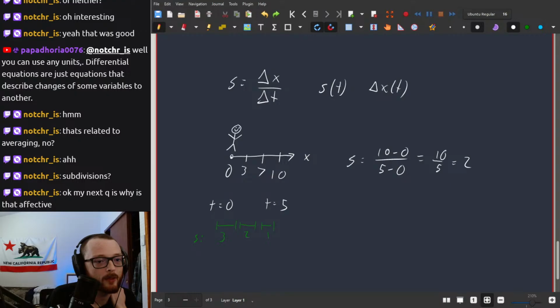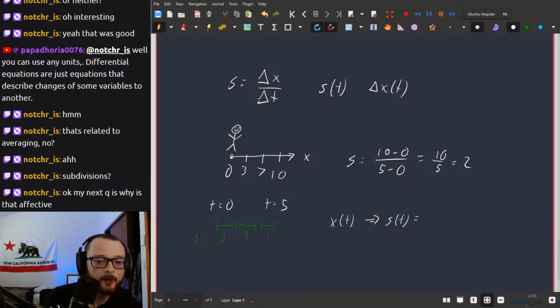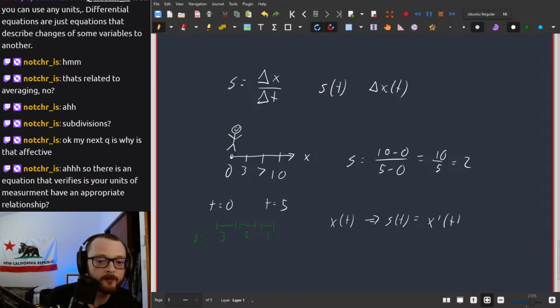So it gives us a relationship between speed and position. So the fact that speed and position have this relationship, that when you break position up into all these tiny little things, you get speed and you divide by time, means that if x is your position, then your speed we can call x prime of t, and prime means derivative. And this is just a notation thing.